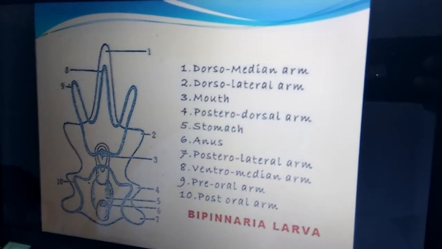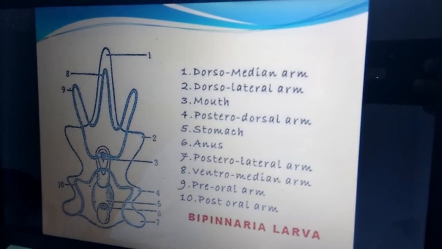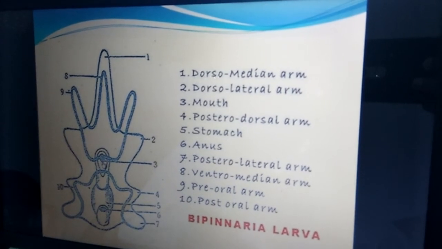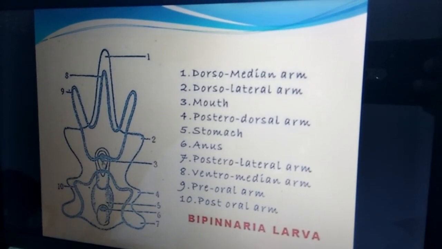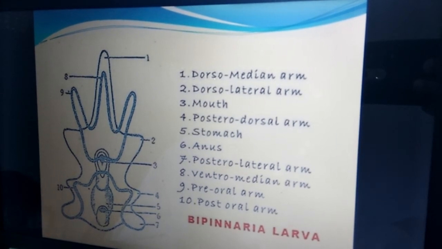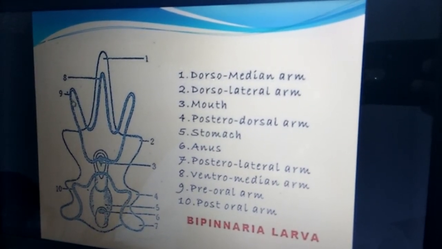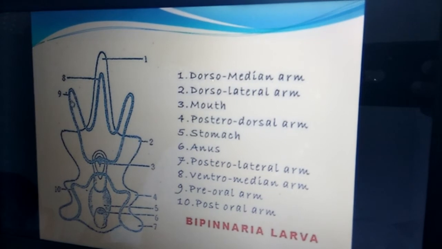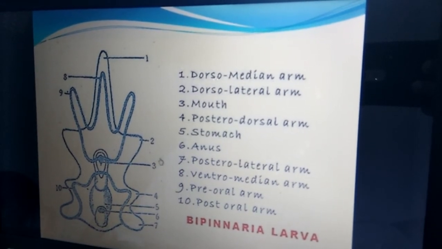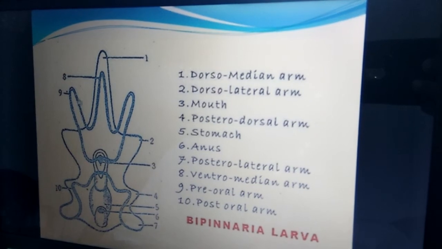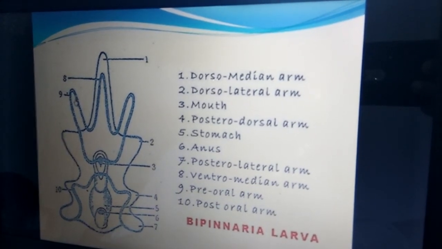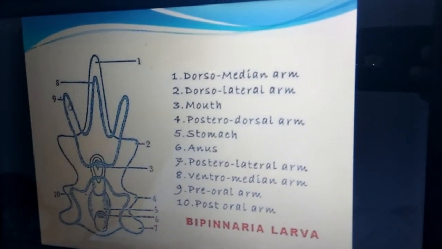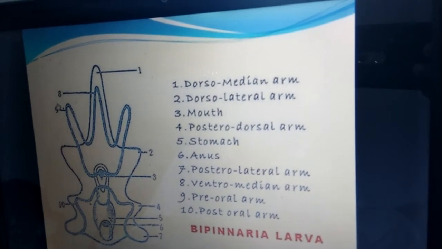The digestive system is developed with mouth and anus. The larva resembles the Tornaria larva of Balanoglossus. The pre-oral and the post-oral ciliated bands are continued over a series of prolongations called arms. The arms are a pair of pre-oral arms, a pair of post-oral arms, a pair of anterodorsal arms, a pair of posterior dorsal arms, a pair of posterolateral arms, and the median dorsal arm and ventromedial arm.